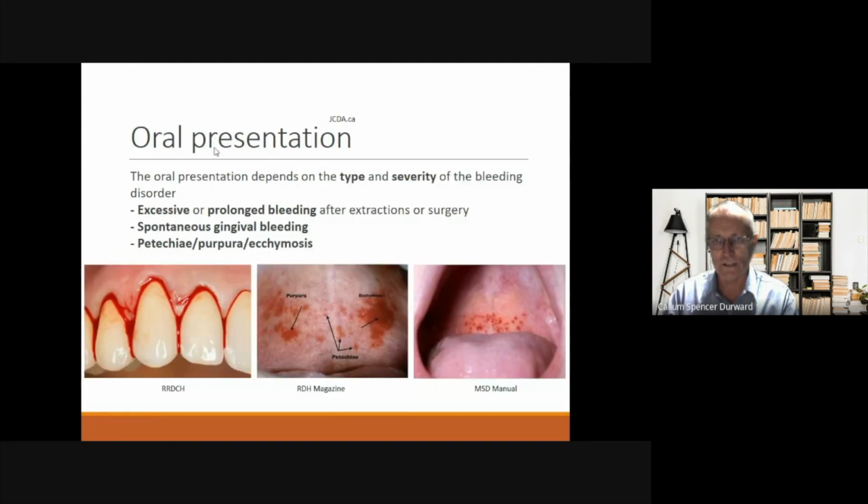Orally, the presentation depends on the type and severity of the bleeding disorder and can include excessive or prolonged bleeding after extractions or surgery, spontaneous gingival bleeding, or petechiae, purpura, or ecchymosis in the mucosal tissues, such as shown here on the palate.